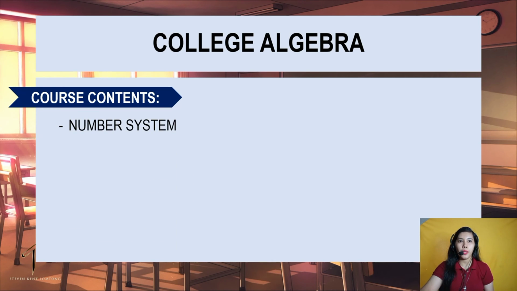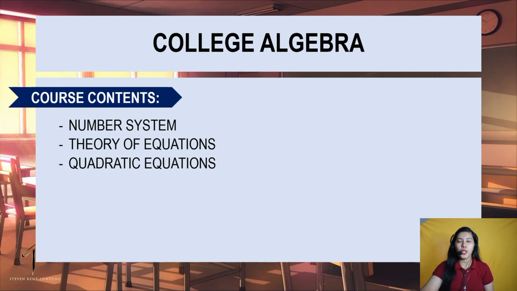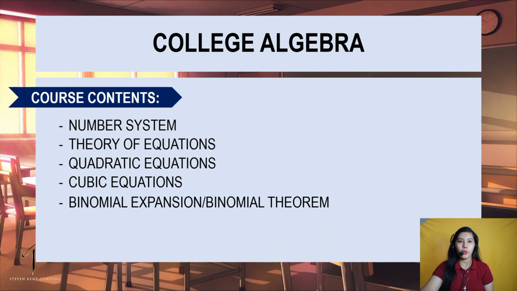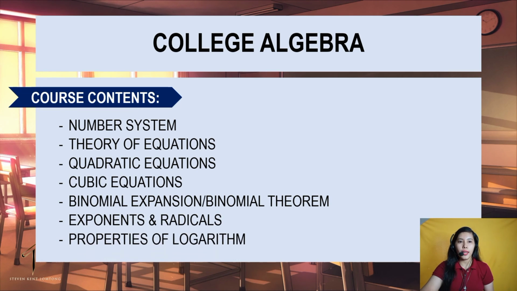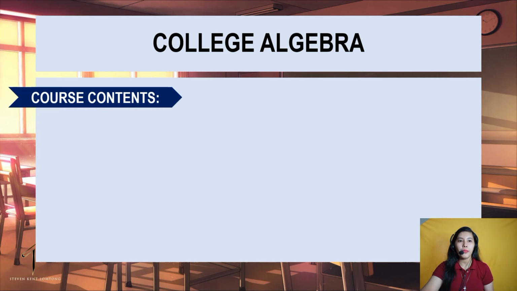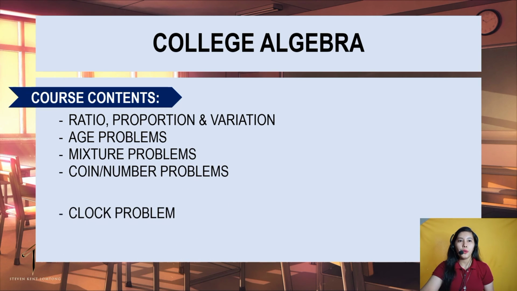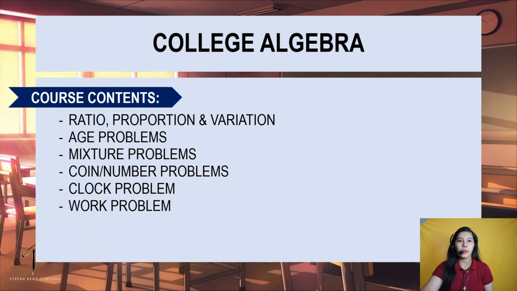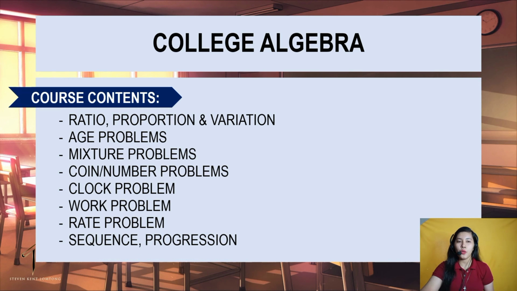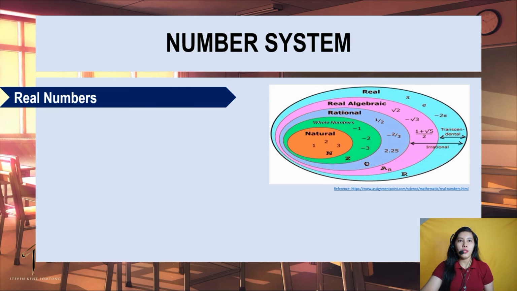So we'll be talking about number system, theory of equation, quadratic equation, cubic equation, binomial expansion or the binomial theorem, exponents and radicals, properties of logarithm, ratio, proportion, and variation. Then worded problems like age problem, mixture, coin, or number problem, the clock problem, work, and rate. And after that, we'll proceed with sequence and progression. Okay? So, first one, the number system.